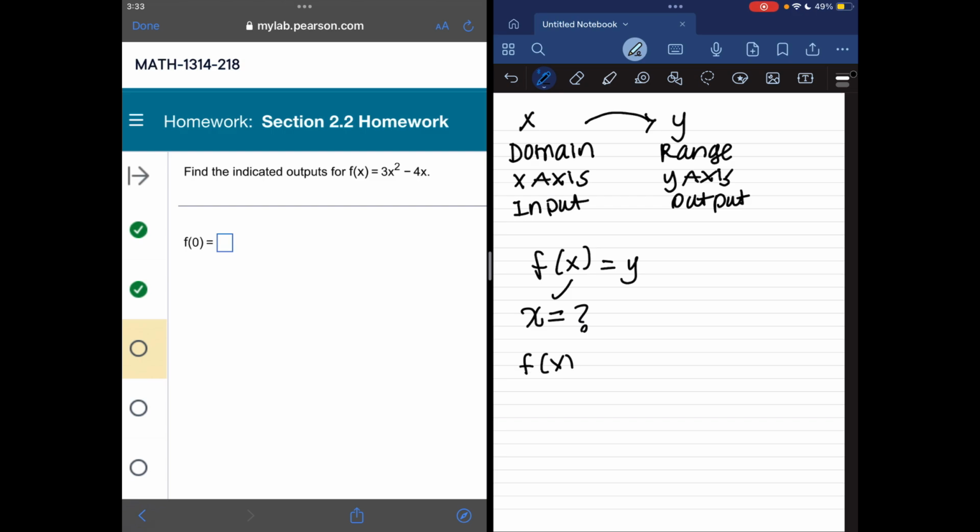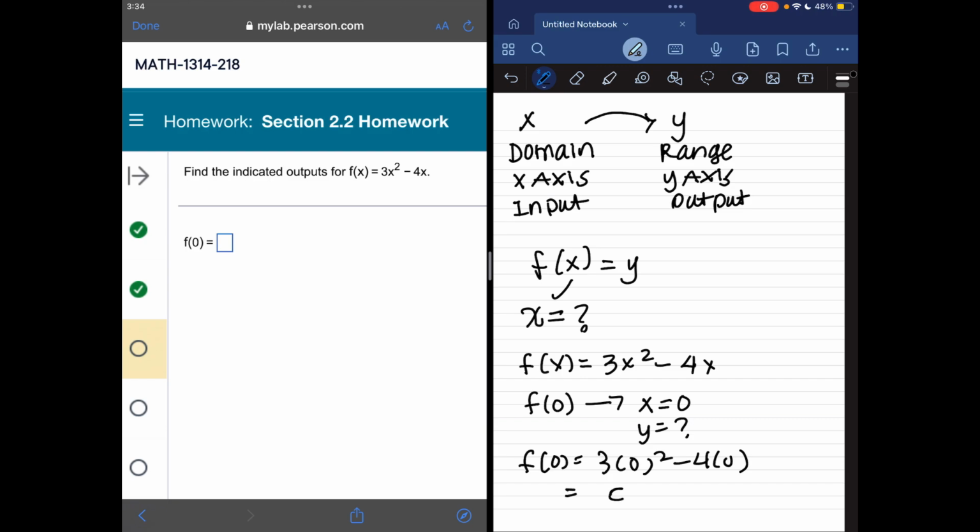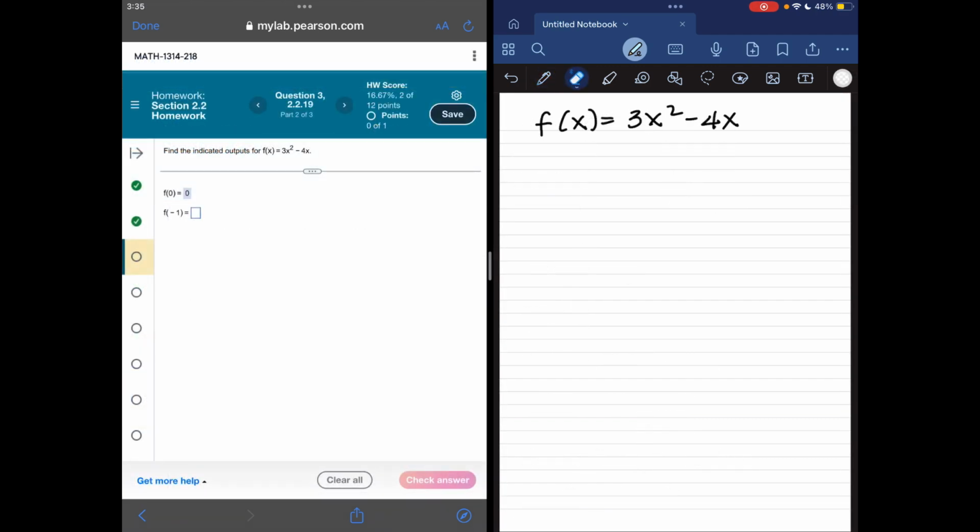In this case, we have f of x equals 3x squared minus 4x, and then it has f of 0. This is basically stating that x is equal to 0, and we want to know what our y is, or f of x. So f of 0 equals 3 times 0 squared minus 4 times 0. So then we have 0 minus 0. F of 0 is 0. I'll put that in there. F of -1. So it's 3 times -1, put the -1 in parentheses, and then 4 times -1.